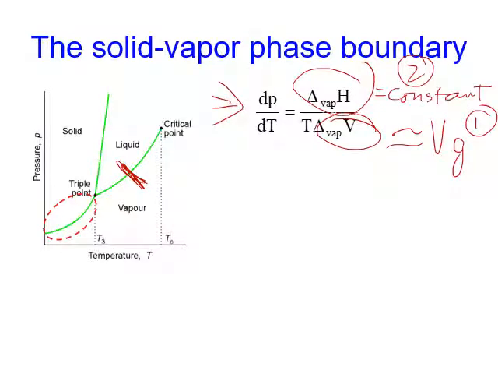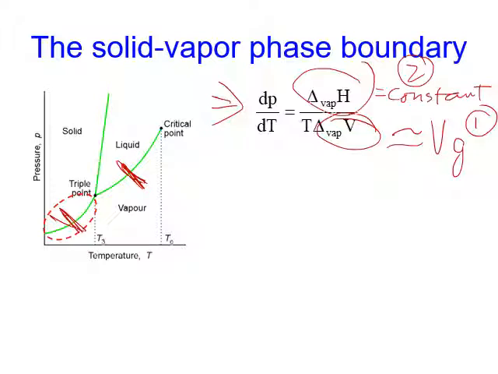So the question is, are these assumptions also valid when we talk about the solid vapor phase? If so, then the classical Clapeyron equation also applies to this phase boundary.